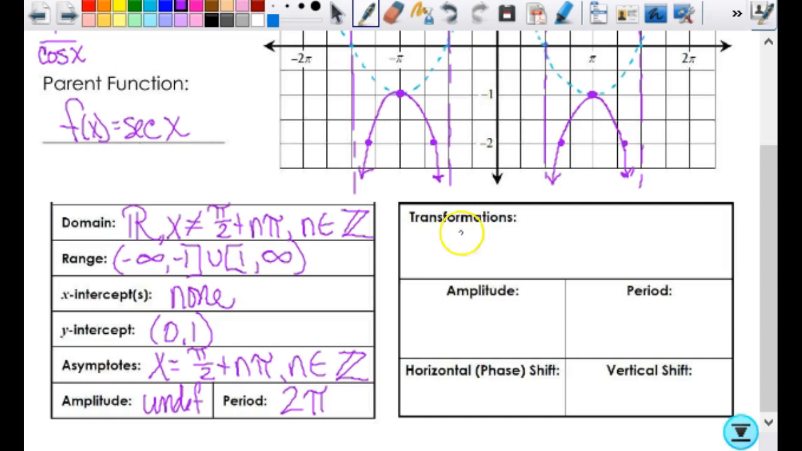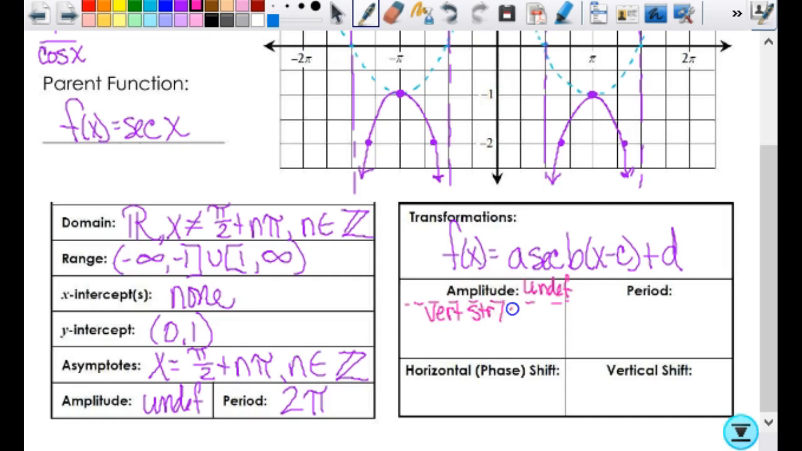Okay, so for my transformations, f of x is equal to a times the secant of b times x minus c, plus d. Amplitude is undefined, but remember I can still stretch it. So I still have a vertical stretch or compression. That's the absolute value of a. Period is 2 pi over the absolute value of b. The horizontal shift, which is called phase shift for trig, is c, and vertical shift is d.